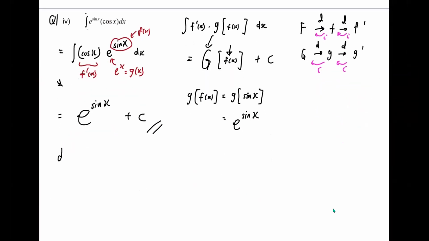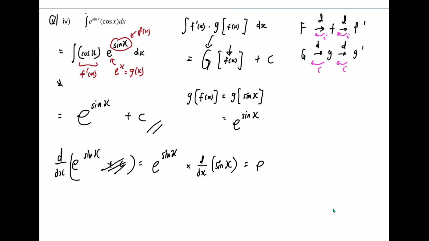How do you check that the integral is correct? Differentiate it. So we differentiate e power sine x, what do you get? And plus c, differentiate the c, of course, it's just 0, so I can get rid of it. Differentiate e power sine x, you get back the same thing, but you must multiply by cosine of sine x, which is cosine x. So is it the same as what we are integrating? Okay, so now you know.